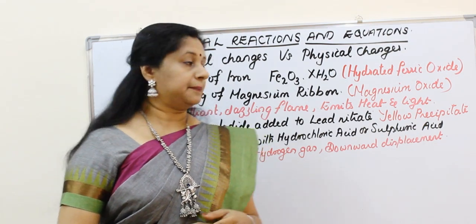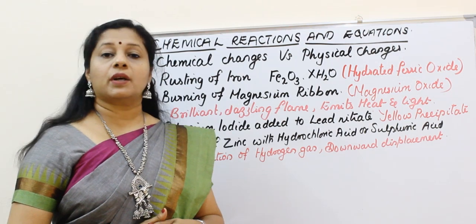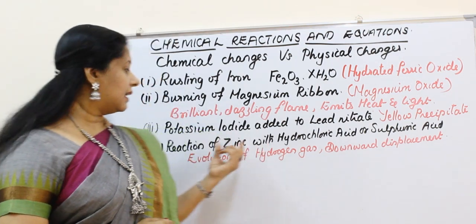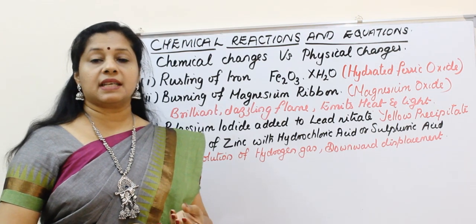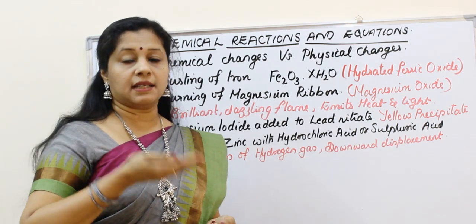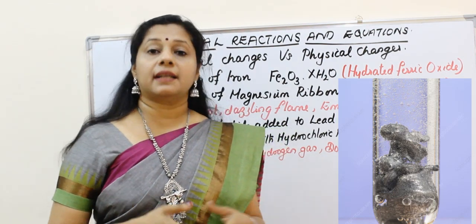So when the acid is added to zinc, zinc is a metal, what is the reaction? You will see a kind of gas coming out. This gas will be going upward, but we do not know which gas it is because it's a colorless gas.